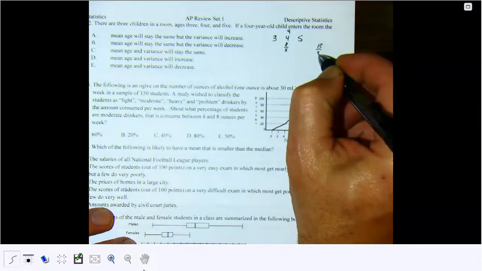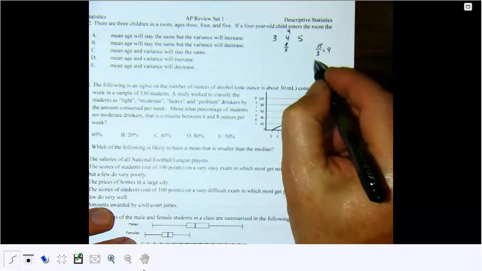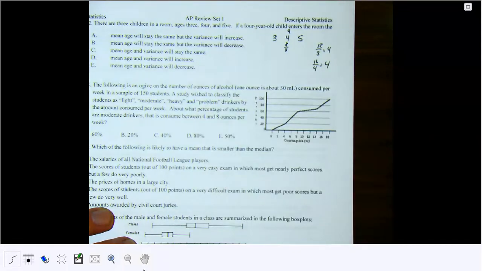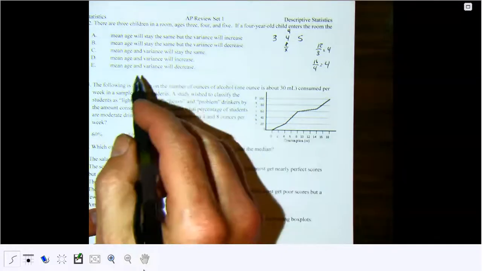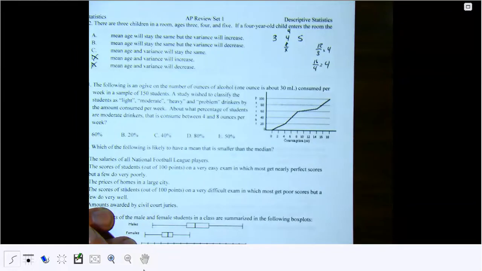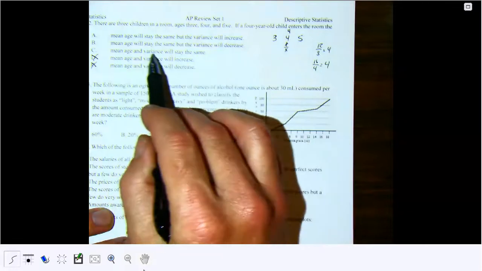12 divided by 3 pieces is going to give me 4. We're adding the other 4-year-olds. So now we have 16 divided by 4. Well, we could figure that out numerically, and we did. The mean is going to stay the same. So we can cross off "mean will decrease or increase." Okay, those are gone. So what do we have here? The variance will increase, the variance will decrease, or they both will stay the same.